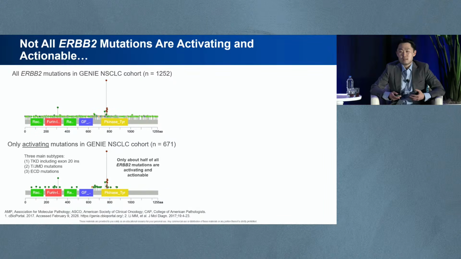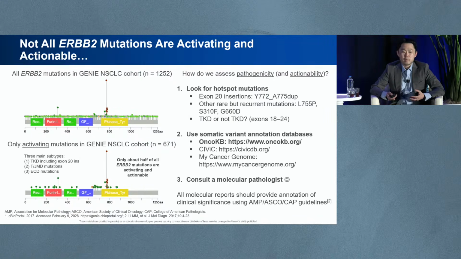And so what this tells us is that just detecting them is just half the battle. We need to understand, when we see a mutation, whether it's activating and actionable. So how do we go about doing that? There are several strategies we can take. One thing we can do is look for the hotspot mutations that we know are recurrent. These include things like the exon 20 insertions that we talked about, but also some of the rare but recurrent mutations. Another interesting point is that we also need to differentiate whether the activating mutation is in the TKD or not in the TKD, which is in exons 18 to 24, given some of the differences and nuances in the drug approvals.